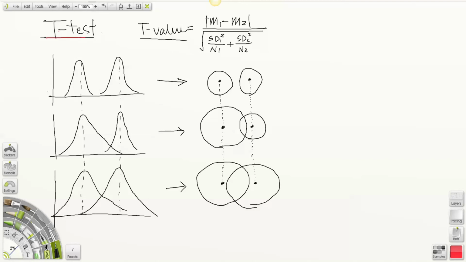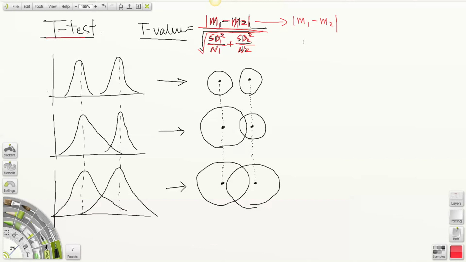So, going back to the t-value formula, it is the absolute value of the mean difference between the two subsamples divided by the square root of the standard deviation of the first subsample squared divided by the number of cases in the first subsample, plus the standard deviation of the second subsample squared divided by the number of cases in the second subsample. What's really important here is this absolute value. It means it doesn't matter which one comes first.